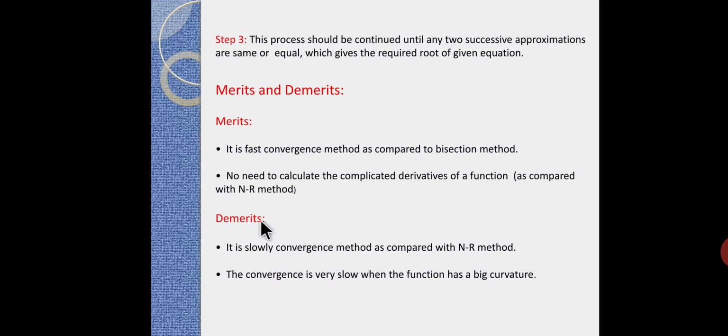So demerits of regula falsi method, it is a very slow convergence method when compared with the Newton-Raphson method. The convergence is very slow when the function has a big curvature. So these are the merits and demerits of regula falsi method.